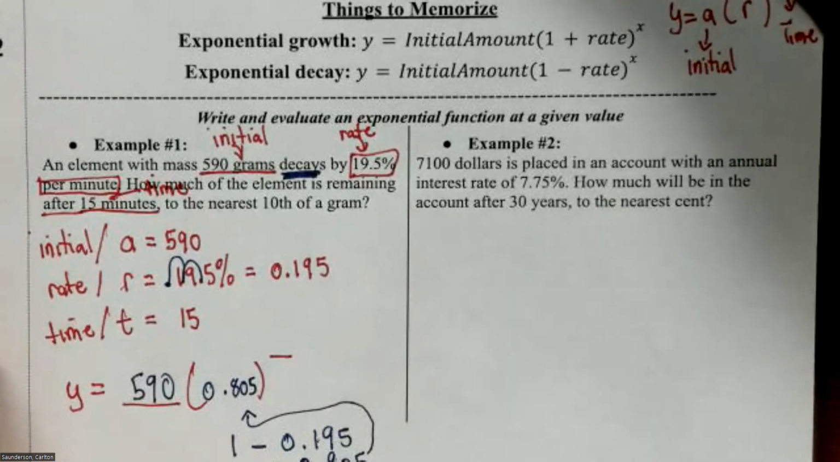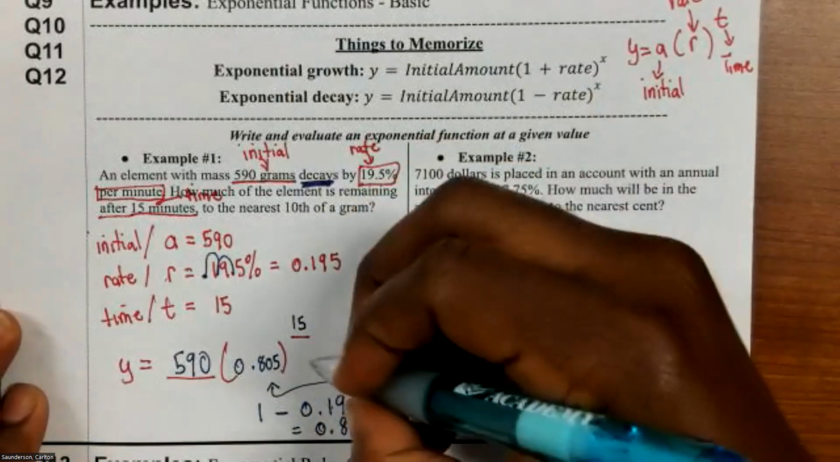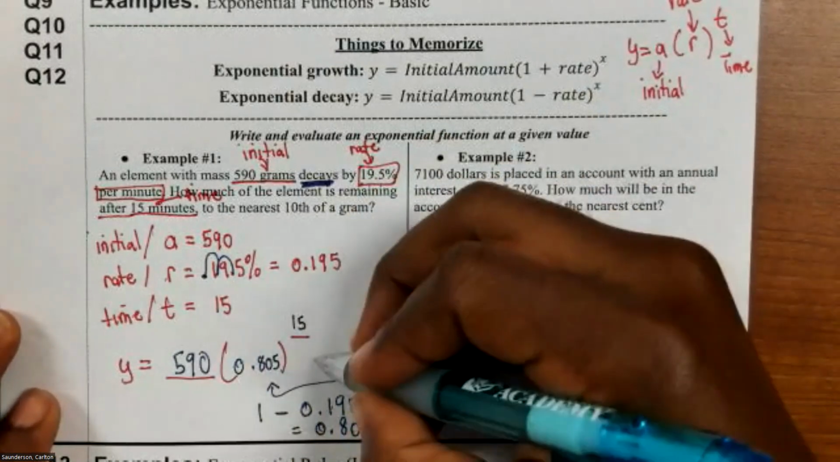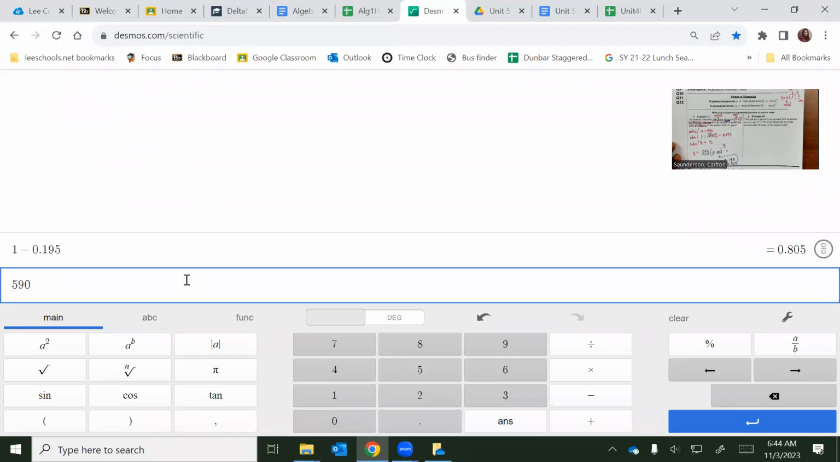Then my T, which represents my time, goes right here. My time is 15. So all I have to do now, guys, is plug this into my calculator to get a number. I would type it exactly as I see it: 590 parentheses, and inside we put 0.805, and then to the exponent of 15. So we got 22.792, but it says round to the nearest tenth of a gram. The nearest tenth is 1 decimal place.